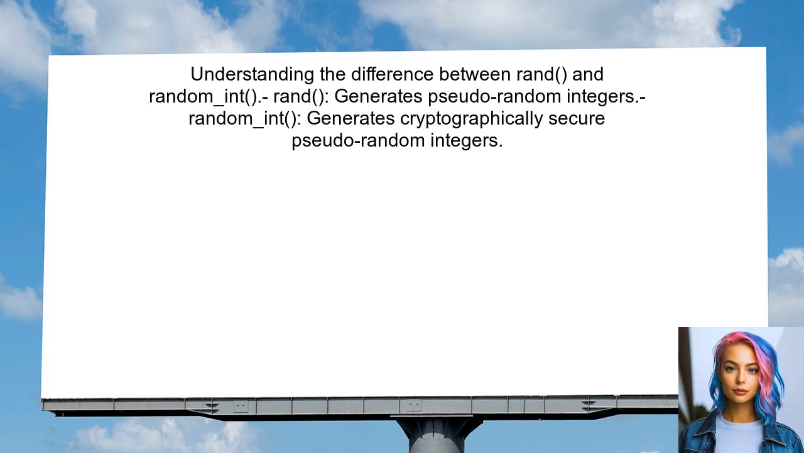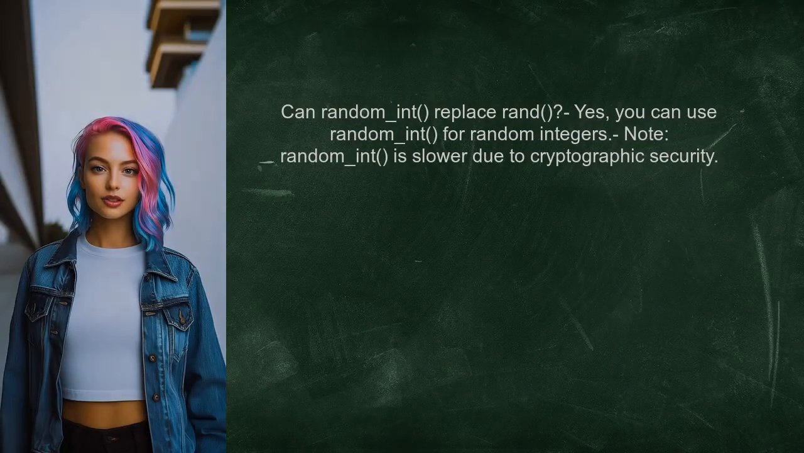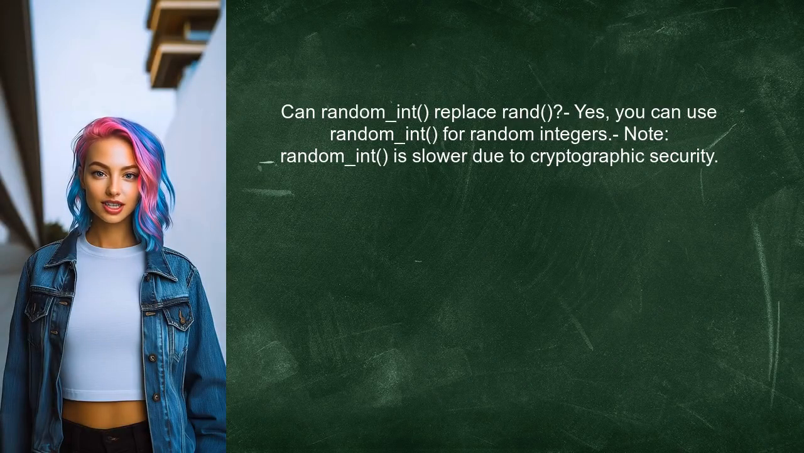The user should know that rand generates pseudo-random integers, while random_int generates cryptographically secure pseudo-random integers. Next, the user might wonder if they can use random_int instead of rand when only requiring a random integer. The answer is yes, but with a caveat. While random_int is secure, it may be slower than rand due to its cryptographic nature.